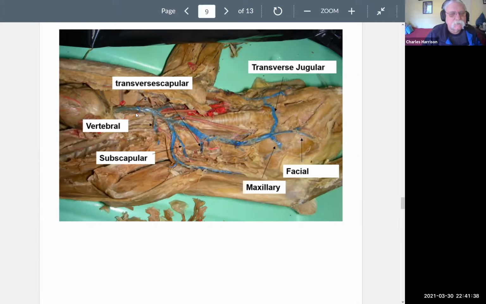This one you do. So you actually take your tweezers or your thumb and finger and lift this vessel up. And you see it's held down by another vessel. That would be the vertebral.